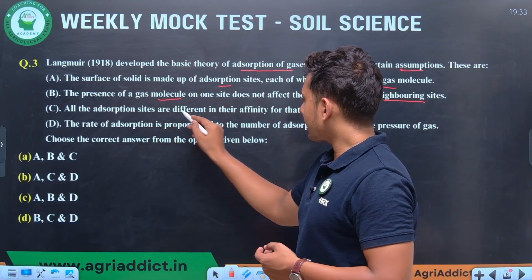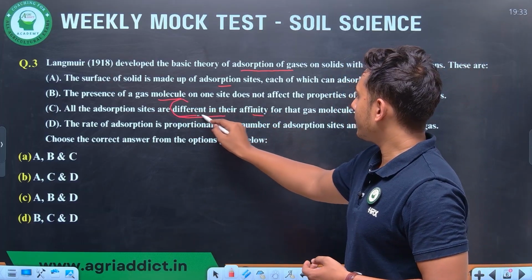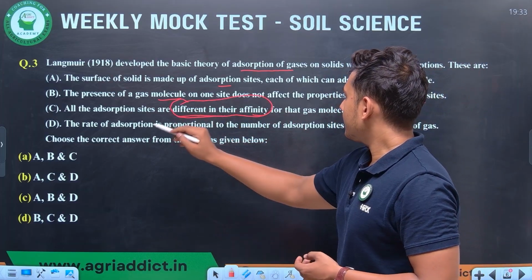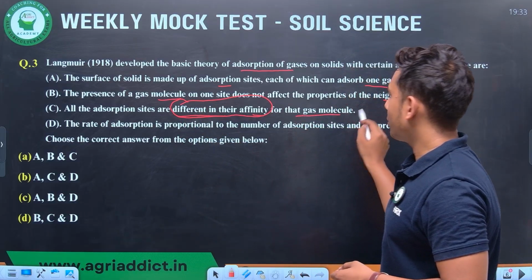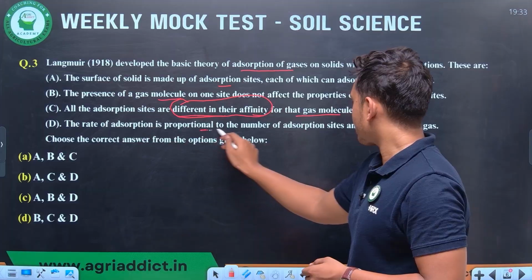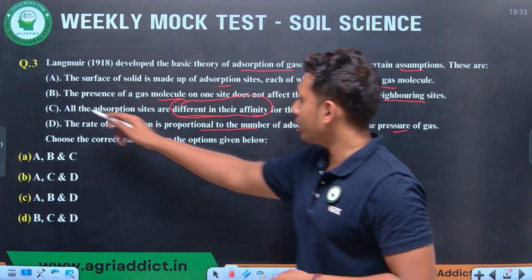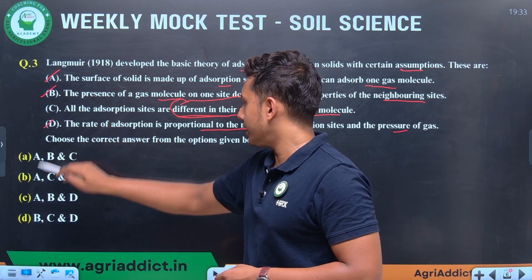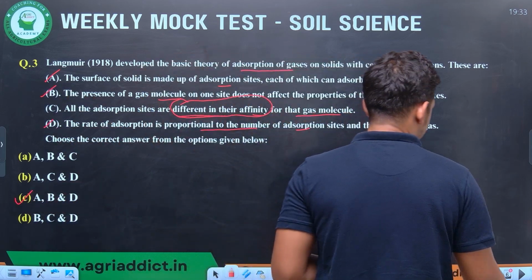All the adsorption sites are different in their affinity. No, it is not. It is wrong, because we already just learned that they have similar or identical affinity for the gas molecule. The rate of adsorption is proportional to the number of adsorption sites. It is true, and the pressure of the gas, it is true. So option A is correct, B is correct, D is correct. A, B, D. So this option will be correct.